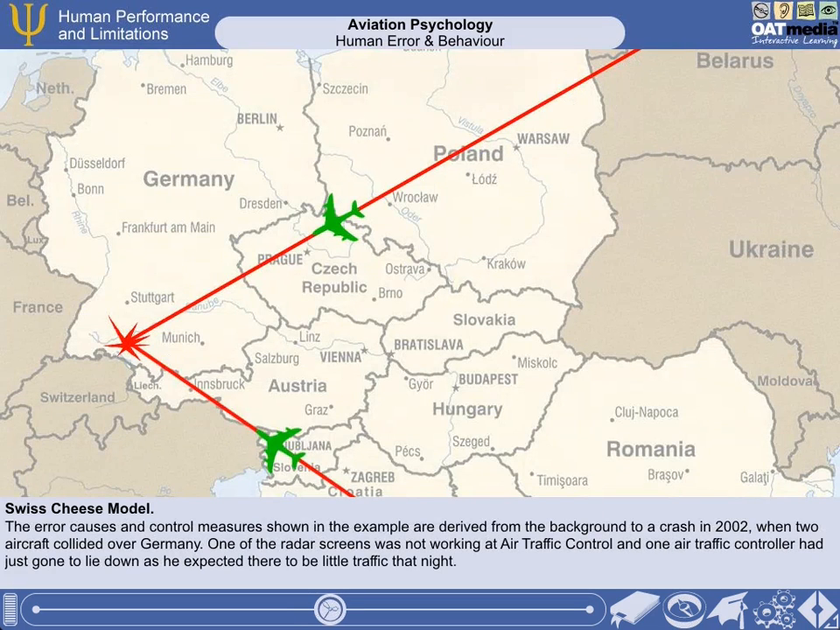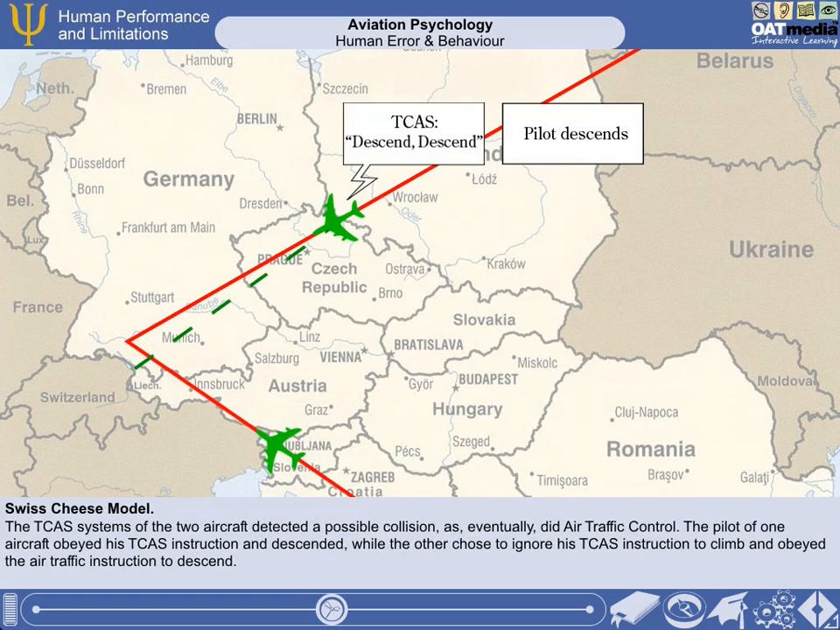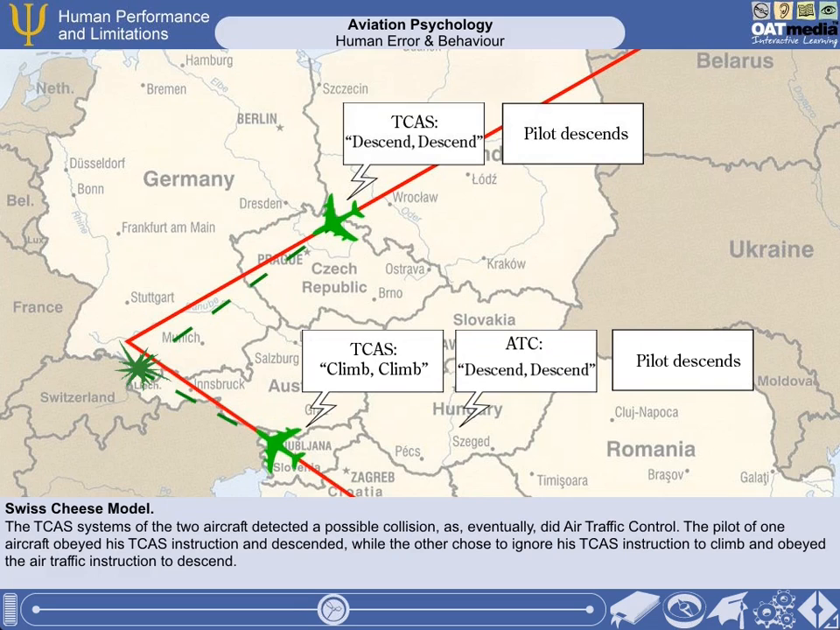The error causes and control measures shown in the example are derived from the background to a crash in 2002, when 2 aircraft collided over Germany. One of the radar screens was not working at air traffic control, and one air traffic controller had just gone to lie down, as he expected there to be little traffic that night. The TCAS systems of the two aircraft detected a possible collision, as eventually did air traffic control. The pilot of one aircraft obeyed his TCAS instruction and descended, while the other chose to ignore his TCAS instruction to climb and obeyed the air traffic instruction to descend.